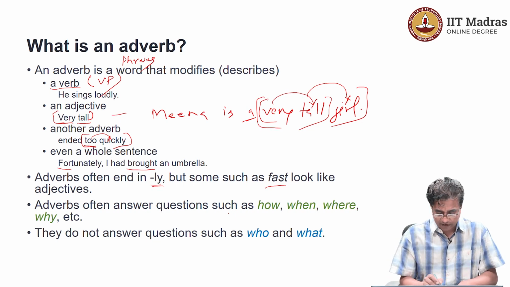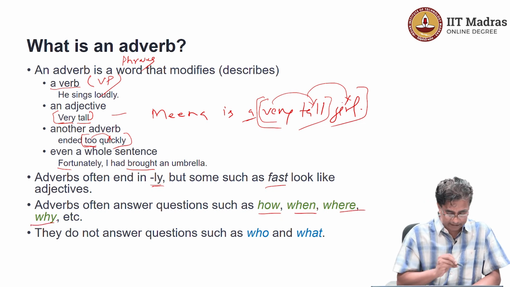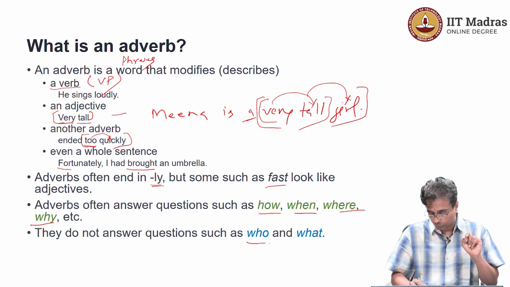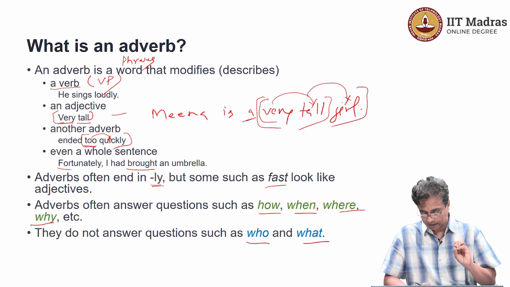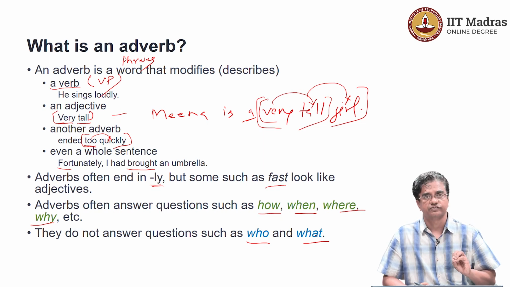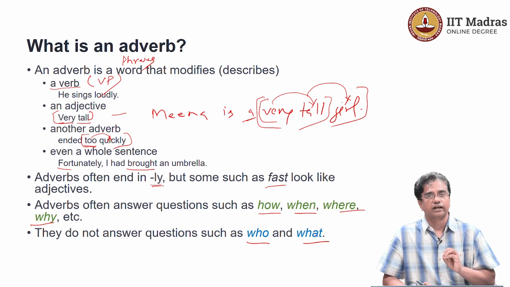And adverbs answer questions like how, when, where, why, not who and what. The only two questions adverbs do not answer are who and what. The elements of a sentence which answer questions like who and what are not adverbial in nature. So that helps you determine what is not an adverb.